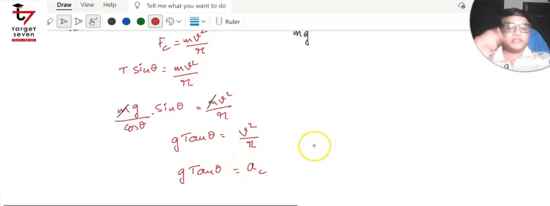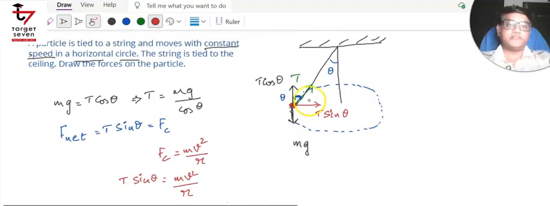We further need to understand, again going back to the free body diagram, that centripetal force is not a force which is shown on the free body diagram. The existing forces, or the sum of existing forces, will play the role of centripetal force. Hope you understood this concept.